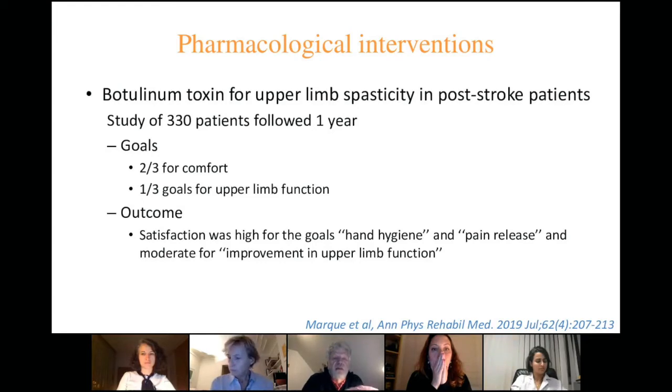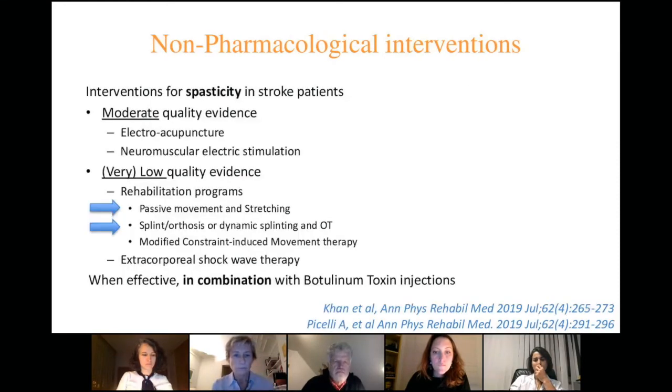And the outcome found in that study is the same as in many other studies: satisfaction was very high when the goals were for comfort or for pain release, but quite moderate when the goal was improvement in upper limb function.